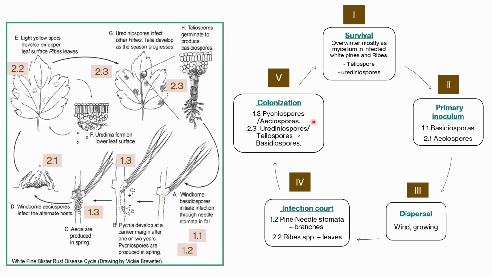So let's talk about the survival of the pathogen. This pathogen overwinters mostly as mycelium in infected white pines and Ribes spp., but also the teliospore can overwinter, and the urediniospore can also overwinter in Ribes spp. In this case, I put the squares with the numbers with the steps that can help to guide us. The number 1 is for the first host, and the number 2 is for the second host.